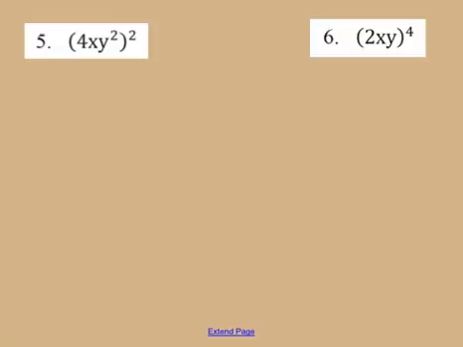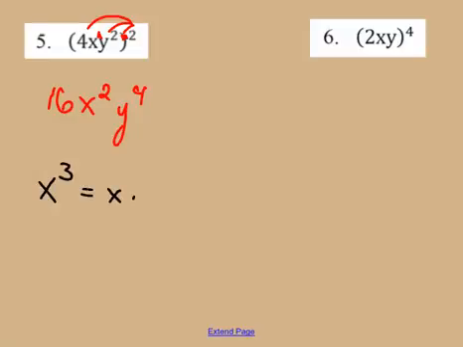Alright, I'm probably skipping a lot. So this one we're going to write. Okay? So here's how this works. Make sure you do this to every single one. So 4 squared is 16. X to the first power, 1 times 2 is x squared. Y squared is 2 times 2, which is 4. So I have to do something to each one. Also, remember this, x cubed is also equal to x times x times x.